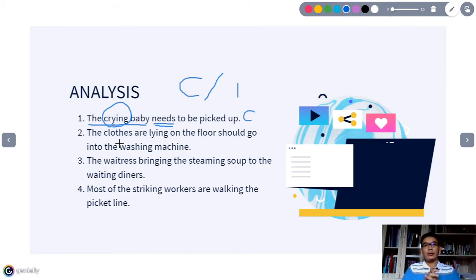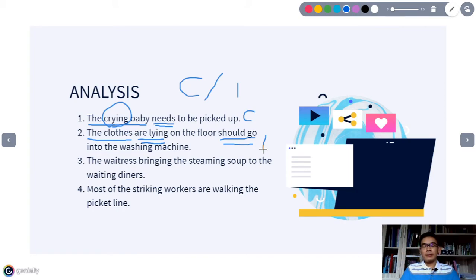The clothes are lying on the floor, should go into the washing machine. Let's analyze. This is the subject, the clothes, and this is the verb, are lying. And this is also the verb, should go. It is already clear. It is incorrect. The reason? It has one subject, but two verbs. Okay?